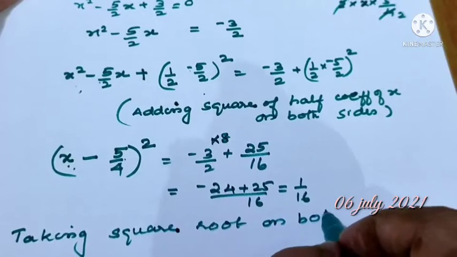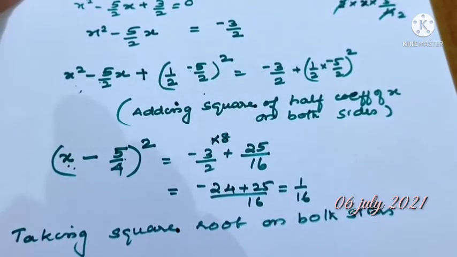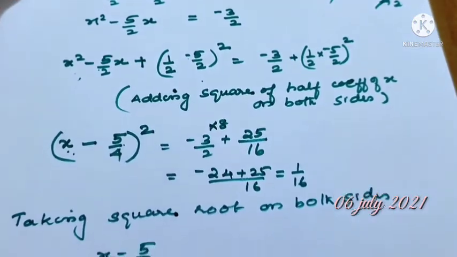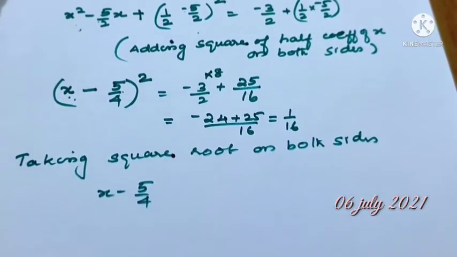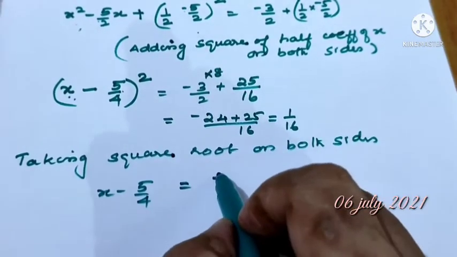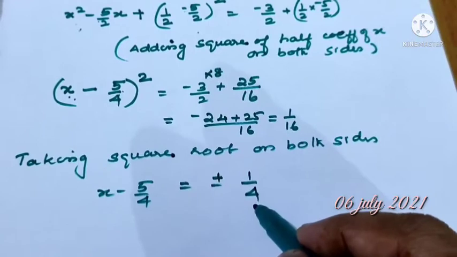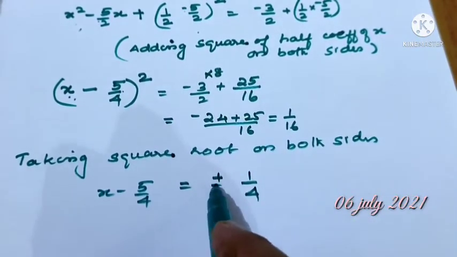On both the sides, x minus 5 by 4. I have taken the square root on both the sides to remove the square, plus or minus 1 by 4, because the root of 16 is 4 only. Now the plus or minus will come.